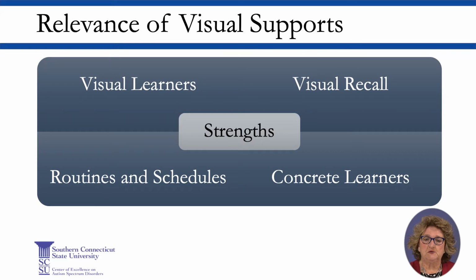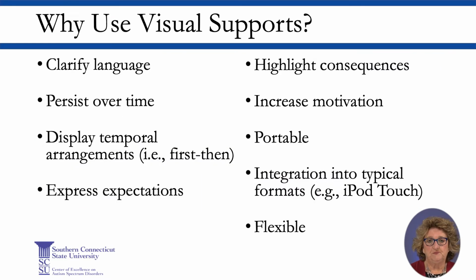Individuals on the autism spectrum have both challenges and strengths. They have challenges in the area of theory of mind, which is perspective taking, central coherence, which is seeing the bigger picture, and executive functioning, which is organization and planning skills. Their strengths are that they are visual learners. They have a strong visual recall. They adhere to routines and schedules very nicely. And they are concrete learners. Abstract concepts often cause them challenge.